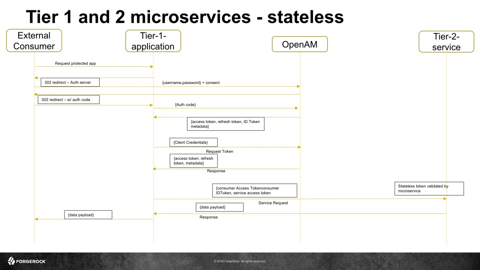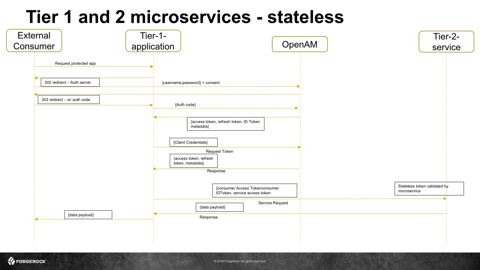So now we're going to call the next web service, sending 2 access tokens and an identity token. 1 access token for the user, an access token for the application, and the identity token of the user who's calling. So since this is a stateless architecture, the tier 2 service is just going to unpack these.